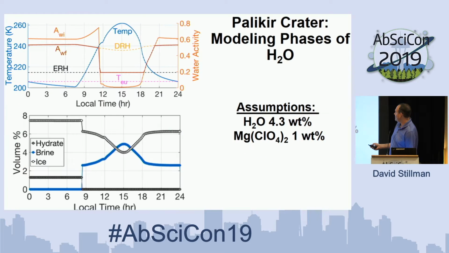And when we do that, we can calculate the volume of different mixtures that we get. So when it's below the eutectic temperature, like before 9 a.m. here, we're not going to have any brines. But then after that, we can actually start having brines, and these brines are going to exist even through where the ERH is. And so I'll explain that more in the conclusions here, but first the assumptions. So to get these volumes, we needed to assume how much H2O was there and how much perchlorate was there. And so we just used these assumptions. This is just based on the neutron data at Palikir Crater, and this is based on Phoenix.